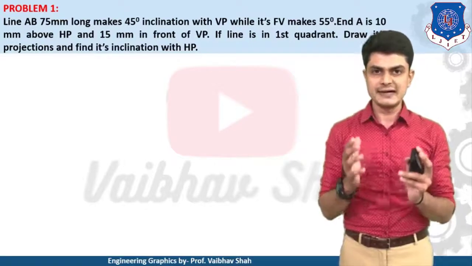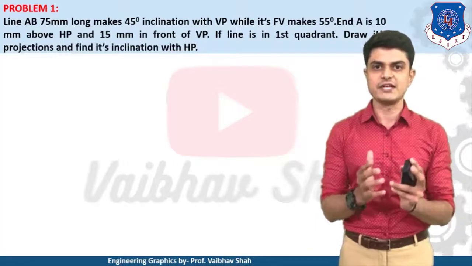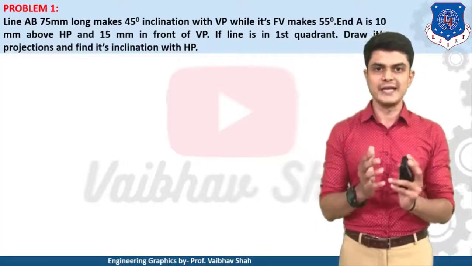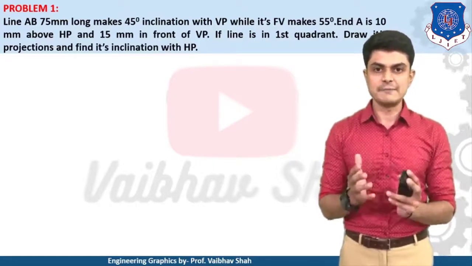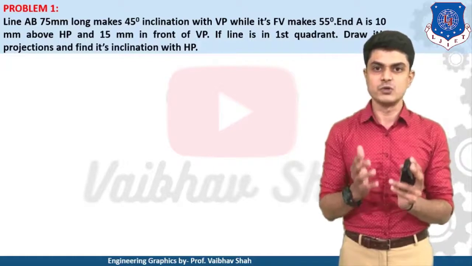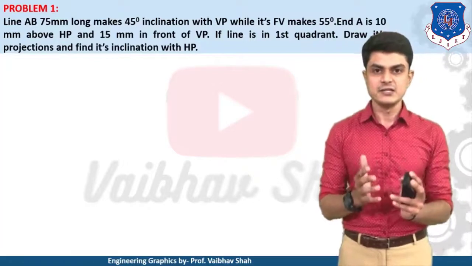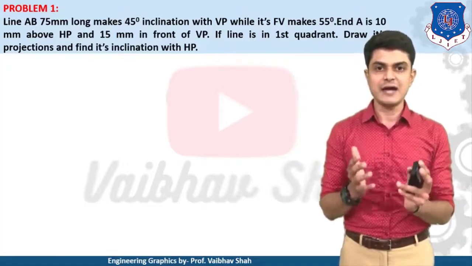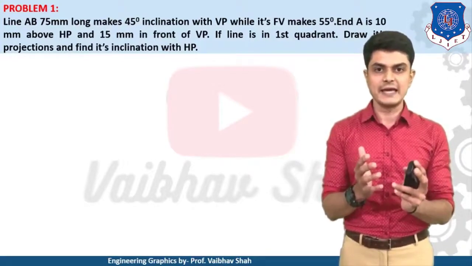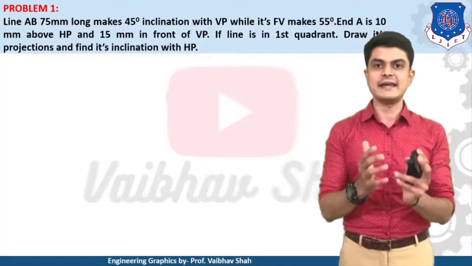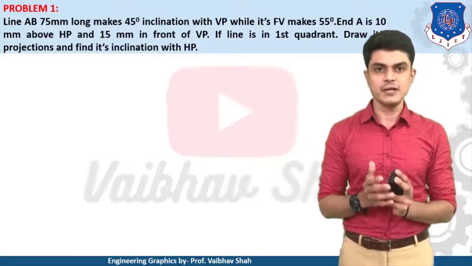So before moving ahead, let us understand this example first. Here our line is given, which is AB 75 mm long, which is nothing but your true length 75. Here the inclination of true length with VP is given. That means your phi is given, which is phi equal to 45 degree. Then the front view is inclined at 55 degree. That means the angle made by front view is alpha. So here alpha is given, which is 55 degree. And then the location of point A, or you can say location of A dash and A, is given, which is A 10 mm above HP and 15 mm in front of VP.